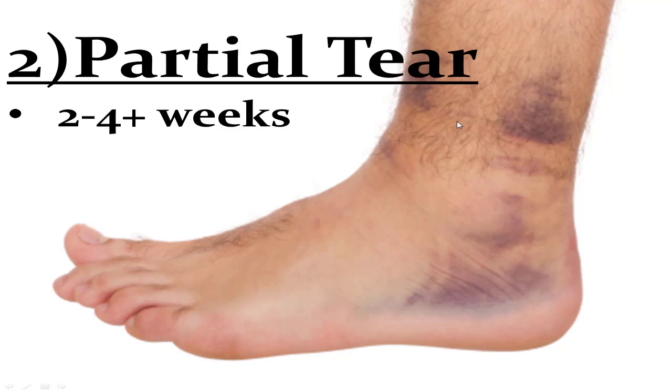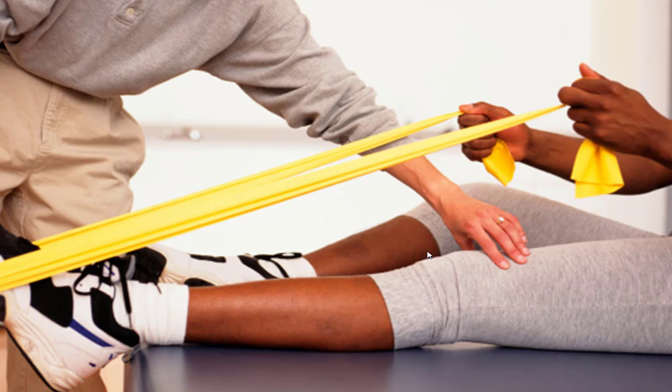Now, a partial tear. You're going to have a lot more bruising, a lot more thickness and swelling. This can keep you out 2 to 4 weeks because the ligament is partially torn. Now, you want to do all the things I mentioned before: control inflammation, but also possibly go see a doctor, get some physiotherapy to prevent chronic long-term instability.